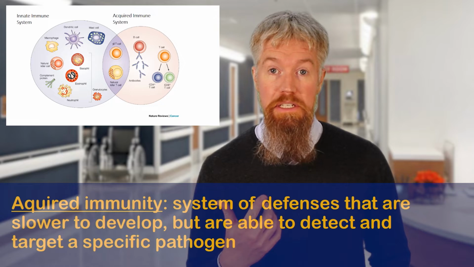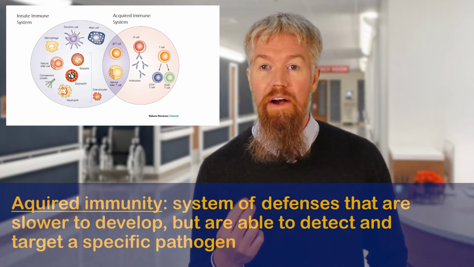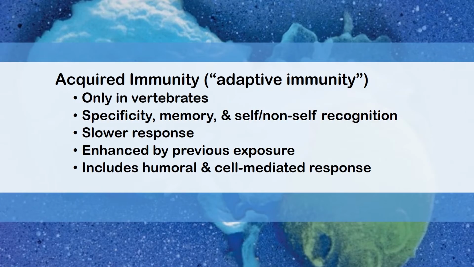However, the acquired immune system is going to be a system of defenses that are slower to develop, but are able to detect and target a specific pathogen. The acquired immunity is only found in vertebrates. It has specificity, memory, and self-non-self recognition. It is slower to respond than the innate immune system, but once it gets going, it has two advantages, one of which is that it's tremendously efficient at targeting specific pathogens, and second, it has memory, which means that on the second exposure, it has an even enhanced protection.